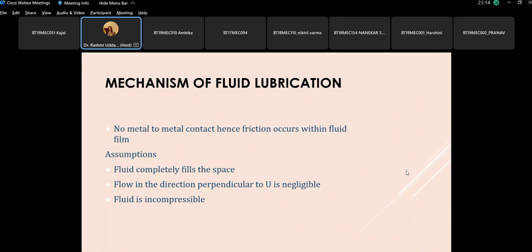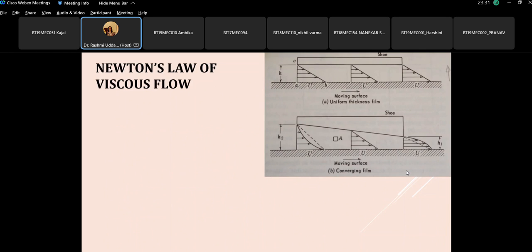Then the fluid is incompressible. The fluid, when I say it's a lubricant or the oil, is incompressible, and the motion of the fluid is laminar. So there is no turbulence. Even though the journal is rotating at high speed, the flow of oil is still laminar. So these are some of the assumptions.